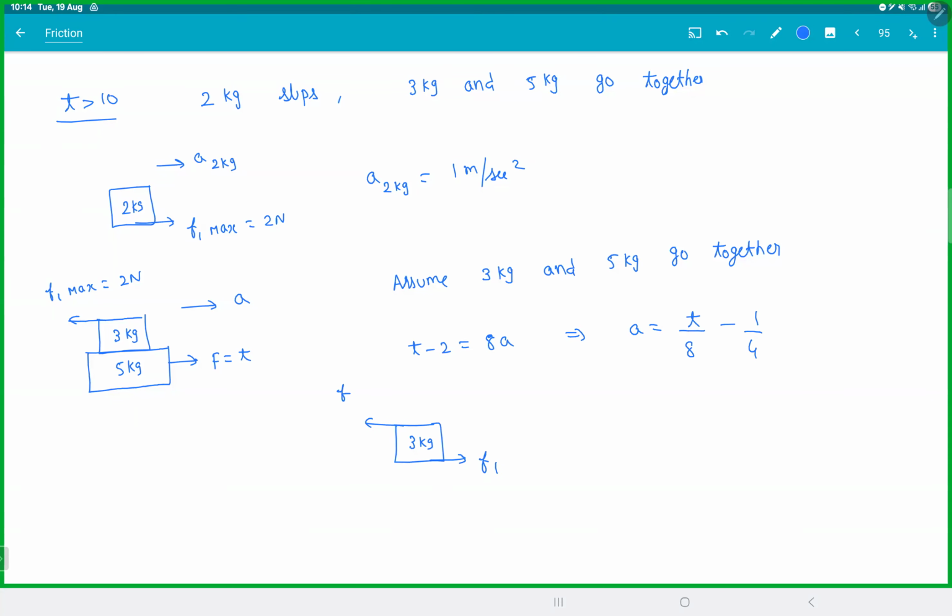This is F1, this is F2. F2 has still not become maximum. F1 has become maximum. F2 minus 2 is equal to 3 into T by 8 minus 1 by 4. These calculations now, how much is this? 3T by 8 minus 3 by 4 plus 2. That will be plus 5 by 4. This must be less than equal to 0.2 into 50, 10 newtons.